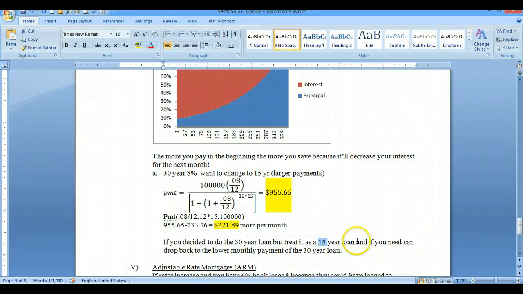But there are things that happen in life. Maybe you lose a job. So sometimes it's nicer to take the 30-year loan just in case something's going to happen, but treat it like a 15-year loan and just tack in the extra $221, and you cut the time in half for the entire loan.